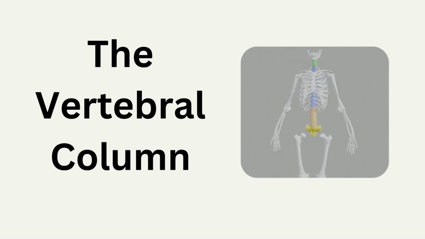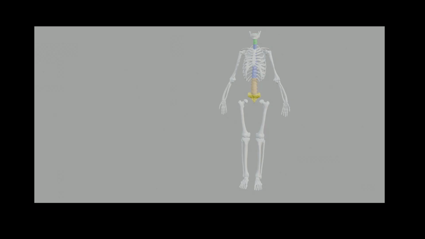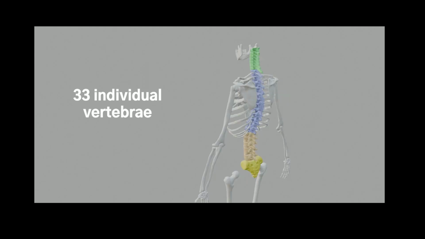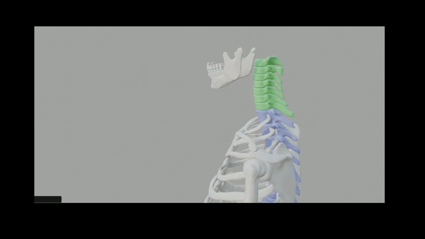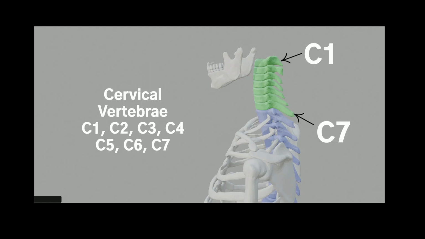The vertebral column. Your vertebral column is comprised of 33 individual vertebrae. The column is divided into 5 regions. The first 7 vertebrae are known as the cervical vertebrae. They are named C1 to C7.